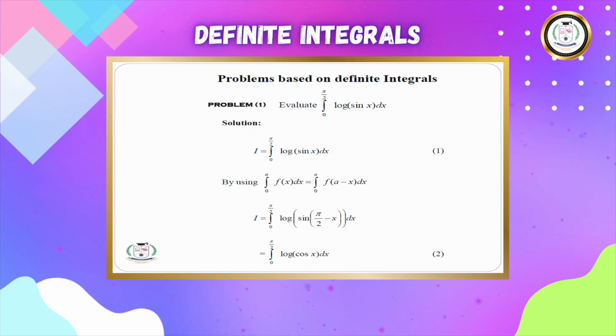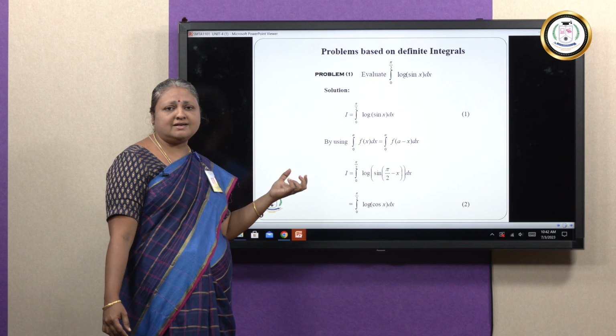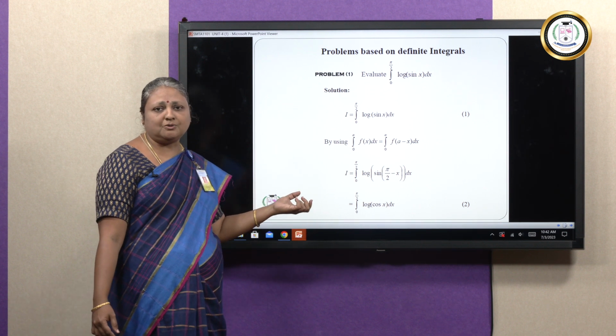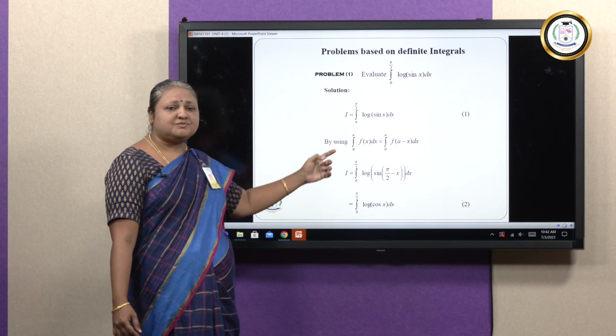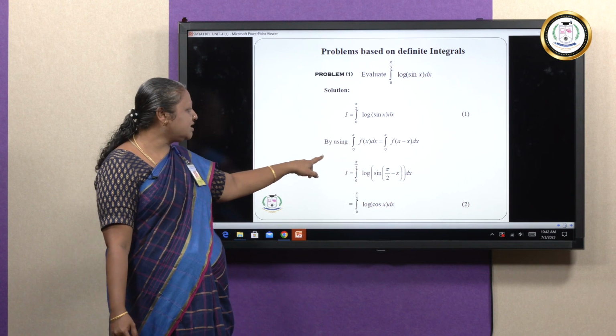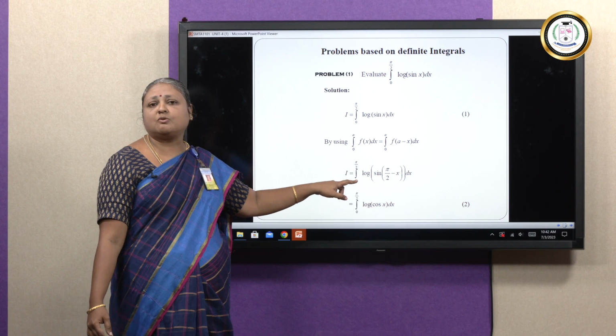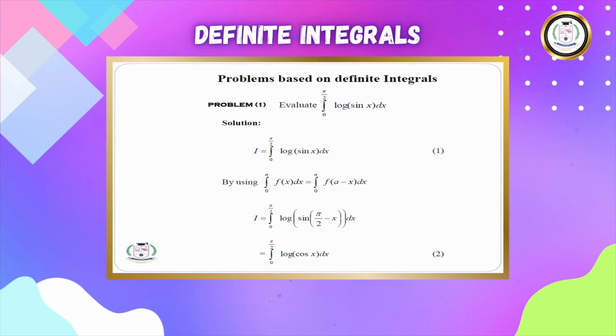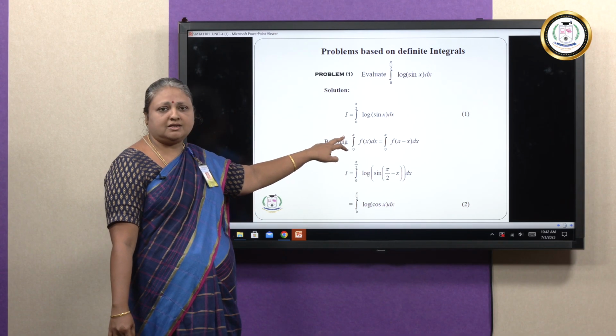So let us look at this problem. First of all, assume the problem given to you as some I. So I is equal to integral 0 to pi by 2 log sin x dx. I mark it as 1 here for your reference. Then the property we are going to make use of here is integral 0 to a f of x dx is equal to integral 0 to a f of a minus x dx, which we are going to use in the problem.